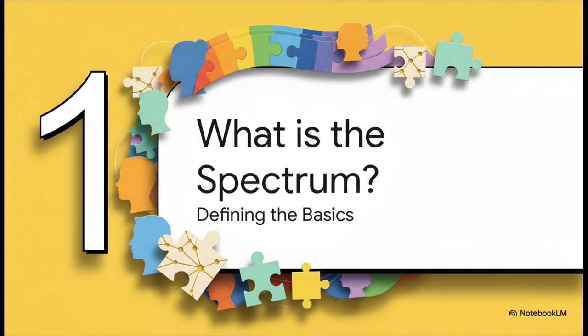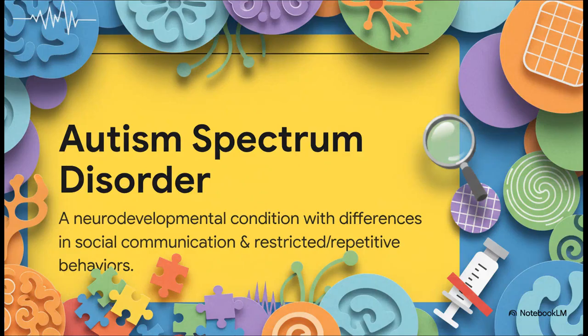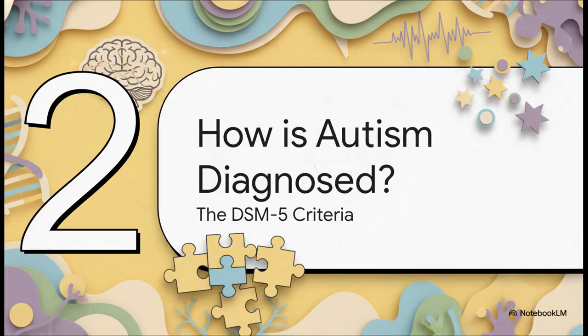What are we actually talking about when we use the term autism spectrum disorder? This is the official clinical definition. Let's unpack it. Neurodevelopmental just means it has to do with how the brain grows and develops, starting way back in early childhood and continuing through a person's entire life. And it's really defined by two main areas: differences in how people communicate and socialize, and the presence of focused interests and repetitive behaviors.